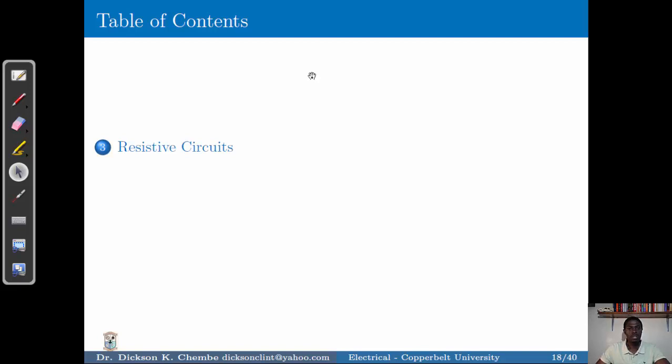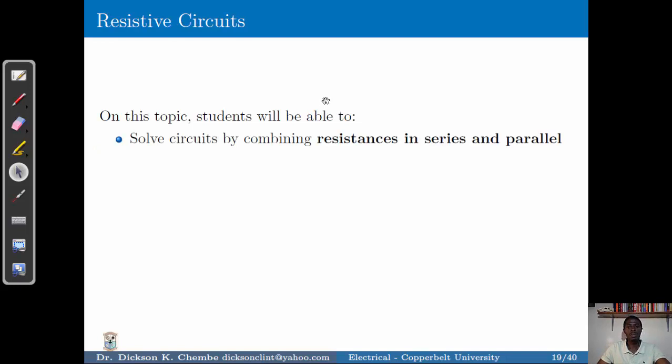Hello my YouTube friends, today we're going to look at resistive circuits. This is after you've covered what a resistor is, what resistors do, and how resistors are affected by heat, but we want to just look at circuits that involve resistors. So in this study, we're going to look at how to solve or combine resistances in series and parallel.